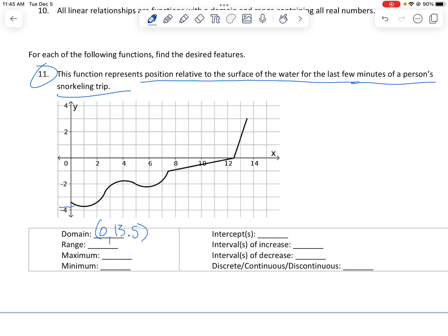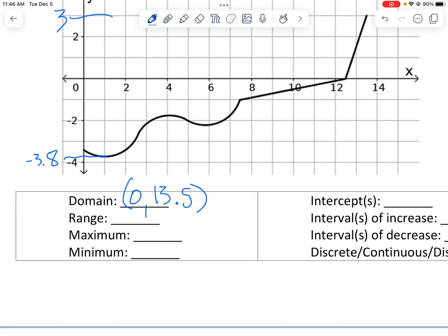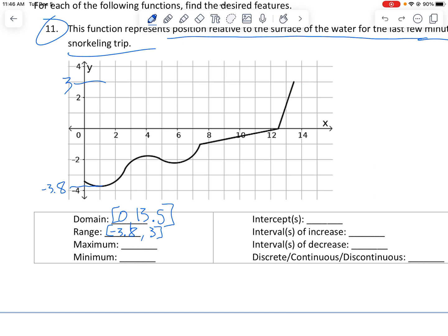The range, on the other hand, is how far down it goes versus how high up. The highest it goes up here is 3, and the lowest it goes is here, which is like, I don't know, negative 3.8-ish. So I'm going to do that, negative 3.8-ish, and then all the way up to 3. And actually, I need to do square brackets on these. Sorry, I messed that up a little bit. Because it does actually hit those numbers as the end of the interval. The maximum, that's going to be over here, which we said was about 13.5, and the height's 3. The minimum is going to be at this point here, which is about 1, and then negative 3.8.